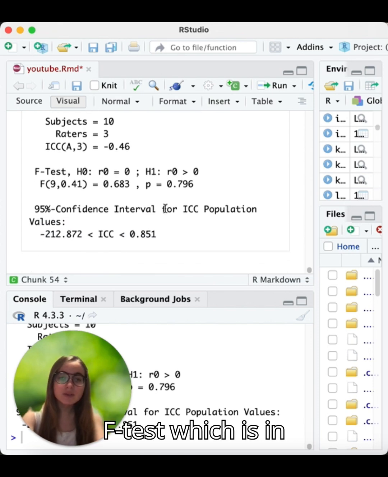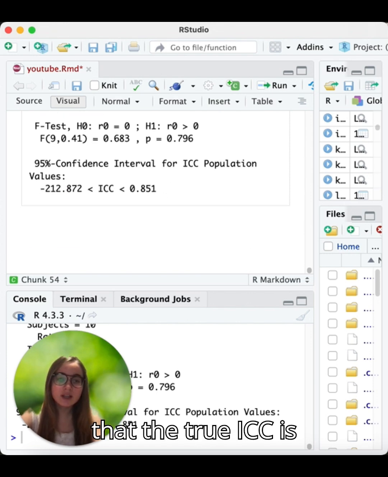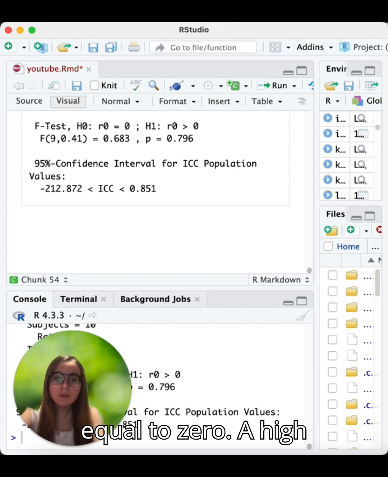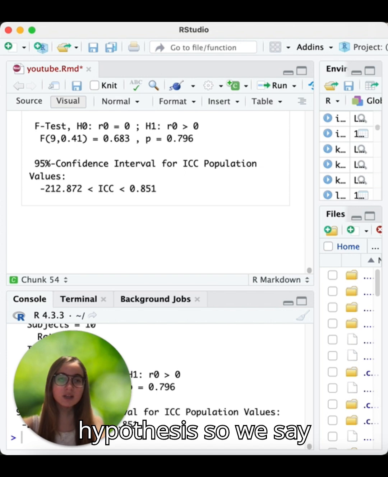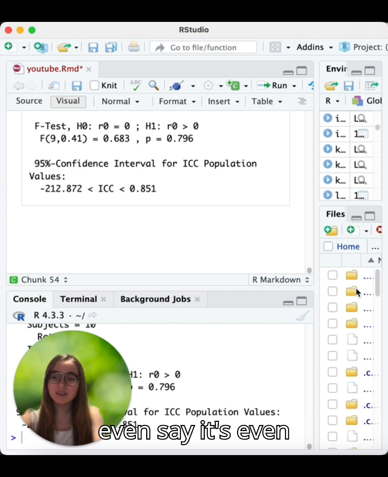And then we have the F-test, which is in this case 0.683. This F-test checks the null hypothesis that the true ICC is equal to 0. A high p-value in this case means we fail to reject the null hypothesis, so we say that the ICC is equal to 0, but we can't even say it's negative.